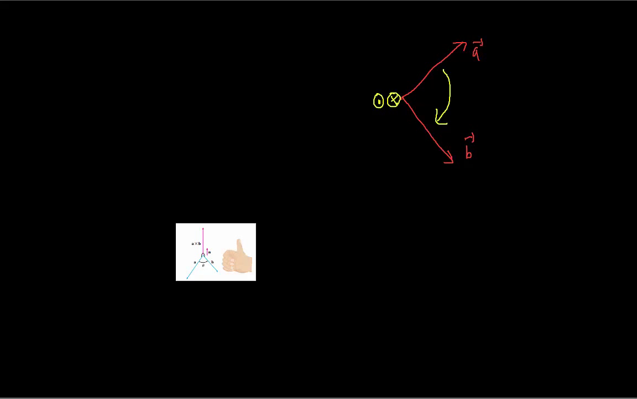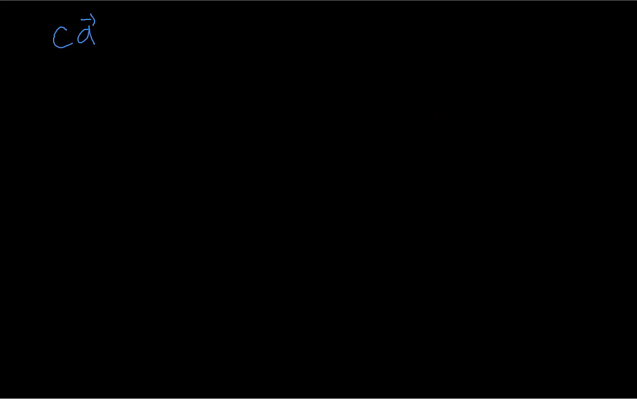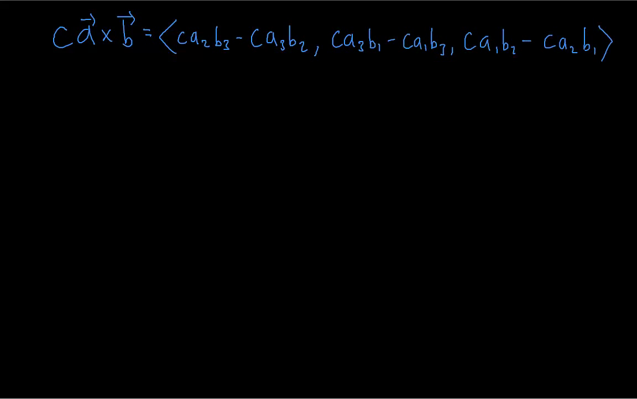Now we can look at some of the properties of the cross product. First, if one of the vectors is multiplied by some constant c, then c is going to pop up in every term of the cross product, so we can just factor it out. That's the same thing as c times a cross b. We can move any constants out of the cross product, just like with the dot product.